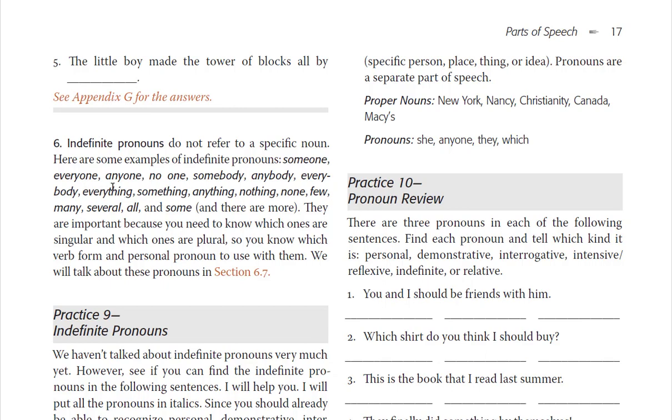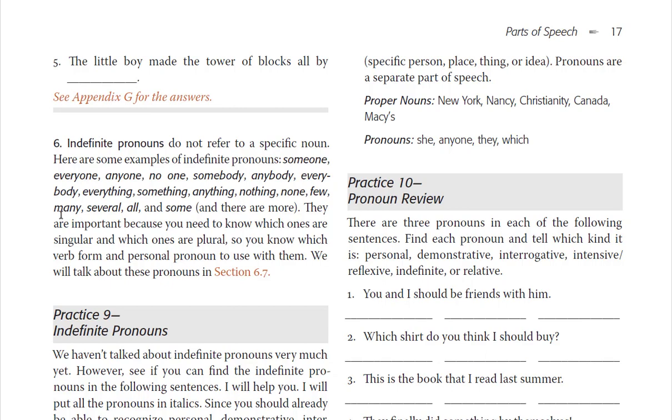And so for the most part, everyone, anyone, no one, somebody, everybody, everything, something, anything, nothing, none, few, always is a singular subject and takes a singular verb. Anybody can talk off the top of their head. Everybody is a critic. Nobody is perfect.